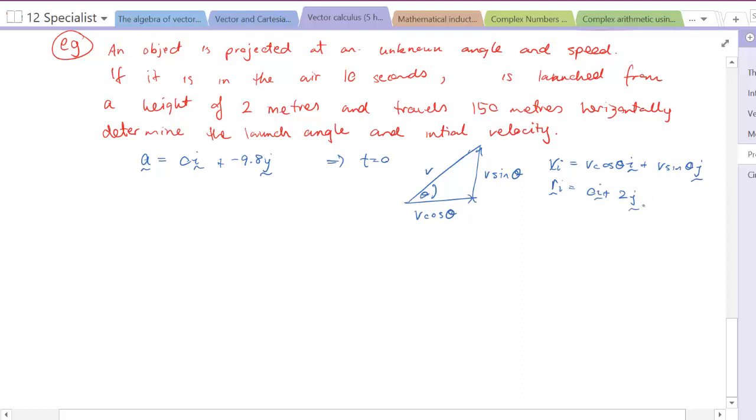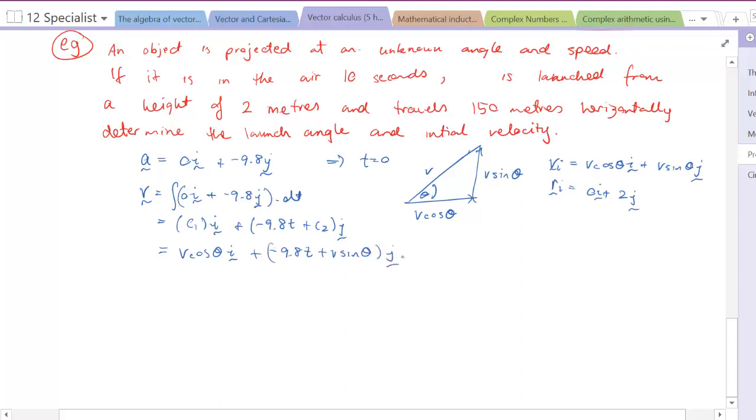So now that we have that, we can go through the process of getting the vector functions for velocity and displacement or position. So v is the integral of 0 i and negative 9.8 j with respect to t, which gives us c1 in the i direction and negative 9.8 t plus c2 in the j direction.